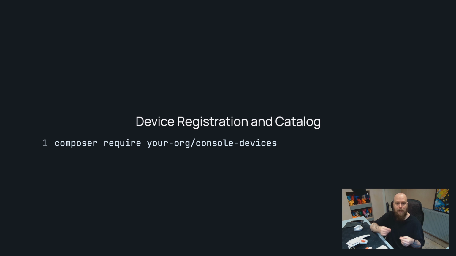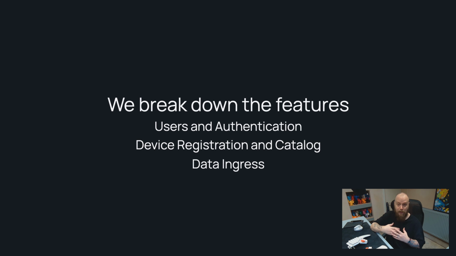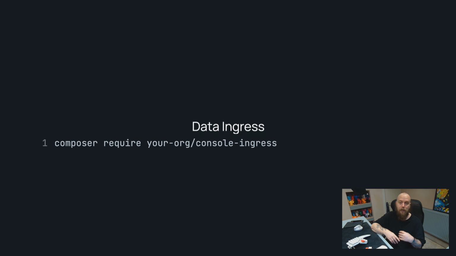You want to name the packages so that they make sense. And these can be on private repos. They can be however you need to manage them if you don't want them to be public facing. And then finally, we've got our data ingress. So we can composer require your-organization/console-ingress. And each package is going to contain only the business logic that you need to complete that functionality. And we pull all of that into our main application.